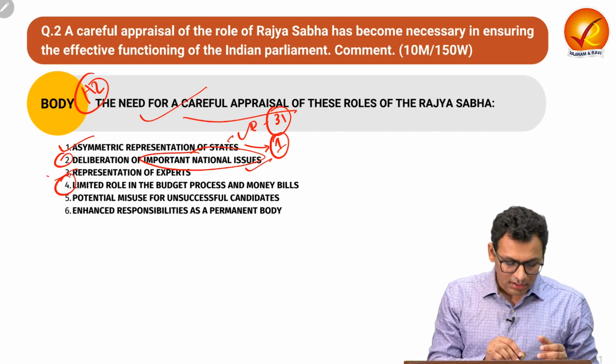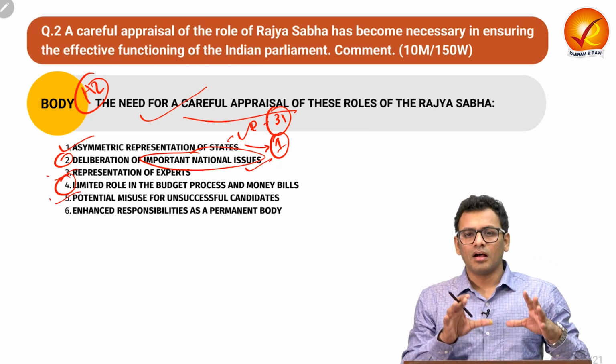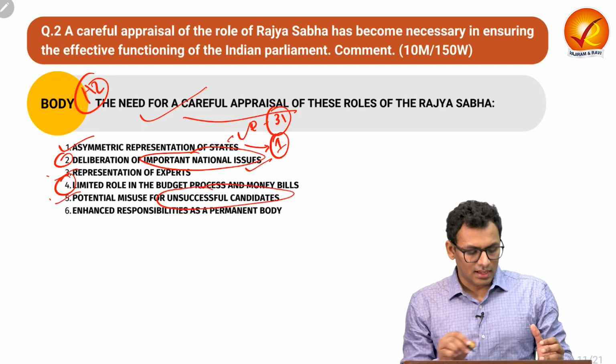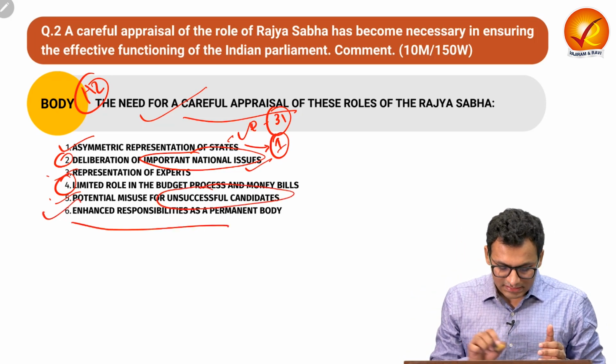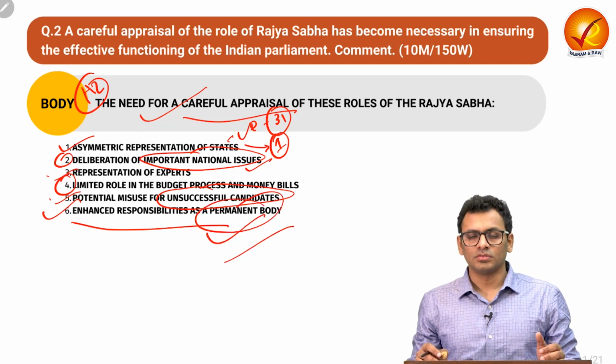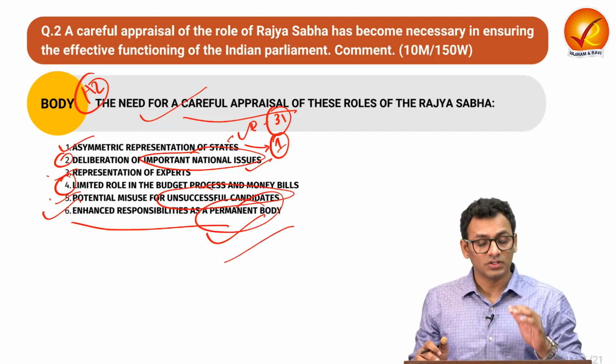money bill. Fifth point, you can talk about how Rajya Sabha becomes a kind of place for unsuccessful candidates. And lastly, we can talk about that there is need for enhanced responsibility as it is a permanent body. So these are the kind of limitations that you can talk about for Rajya Sabha in heading 2.